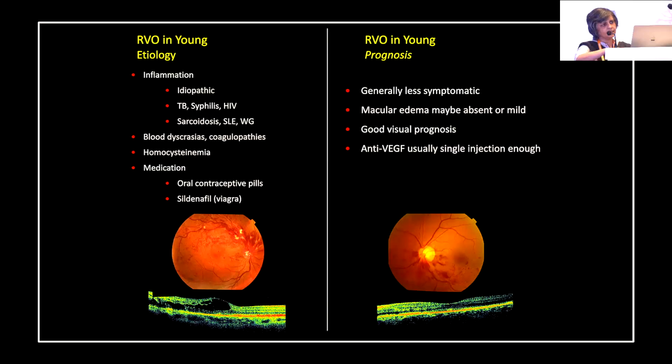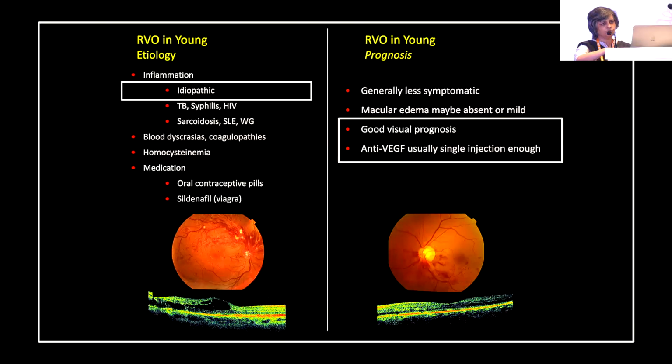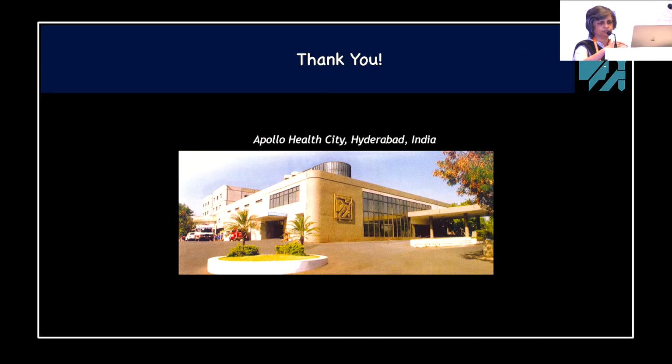And this is the last slide. RVO in the young behaves very differently. It is often idiopathic, though there could be blood dyscrasias or medicine use. Generally, the vision is good at presentation also, and the macular edema is mild, and usually one anti-VEGF injection is enough. They do not require repeated injections. Good visual prognosis. Thank you.